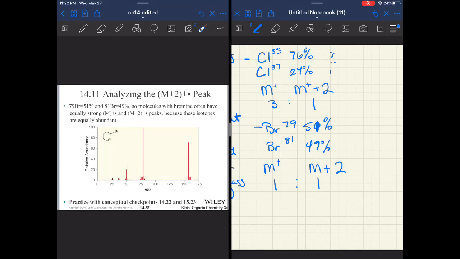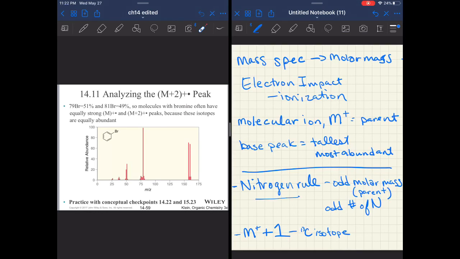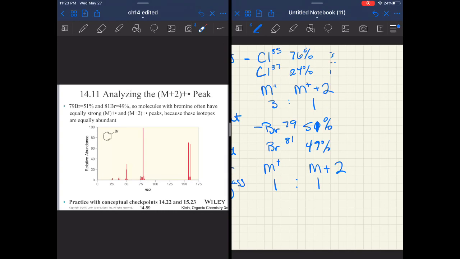bromine in the fragment. So again, I would expect you to know the nitrogen rule to understand where the M+1 peak comes from and be able to identify if a compound has chlorine or bromine based on the M and M+2 peaks.